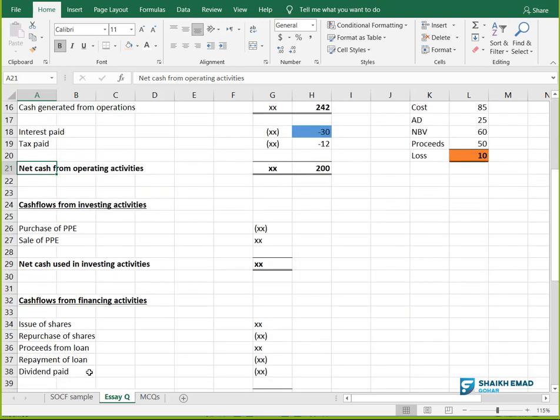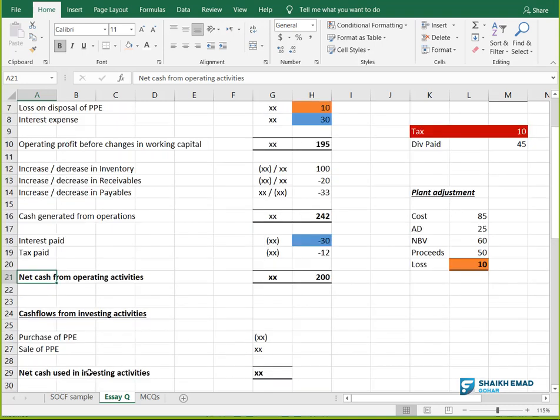Moving on, my friends, the next one is investing activities. In this question, if you remember, they were talking about some plant. You sold a plant, but they didn't tell you purchased any plant or you purchased any premises, land or something. Of course, they will not tell. You have to calculate. How you will calculate?